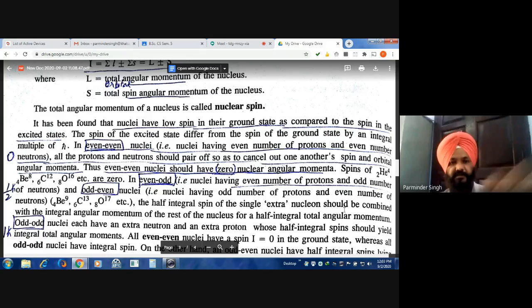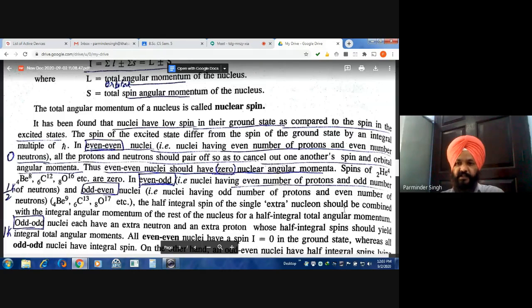First of all, for even-even: an even number of protons and an even number of neutrons are present. So all the protons and neutrons should pair off so as to cancel out one another's spin and angular momentum. Thus, even nuclei should always possess zero nuclear angular momentum, because they cancel out each other's spin and orbital angular momentum.